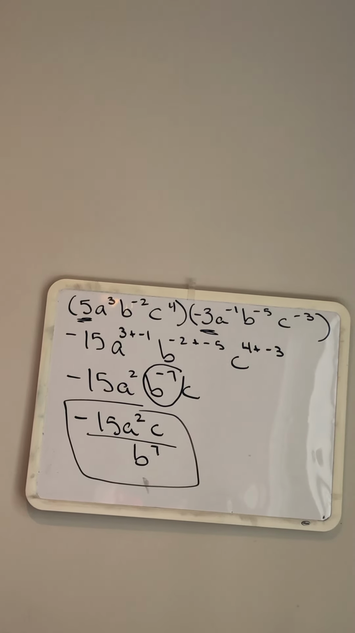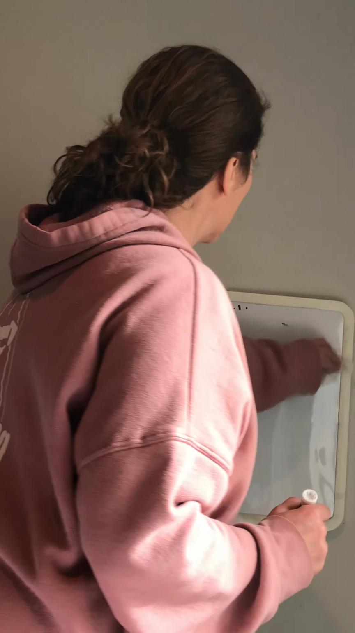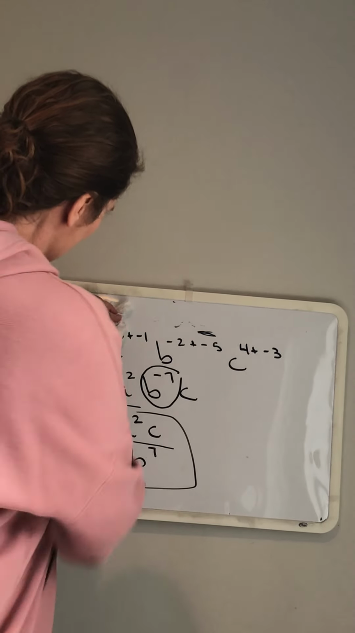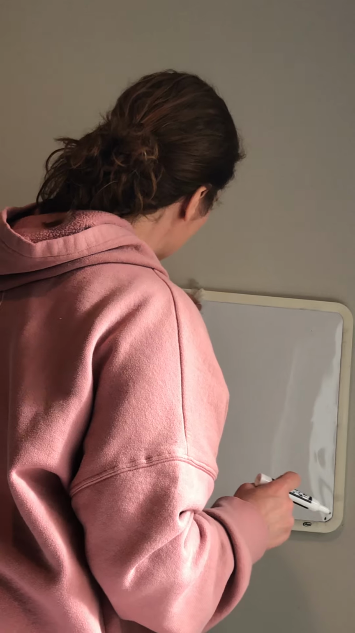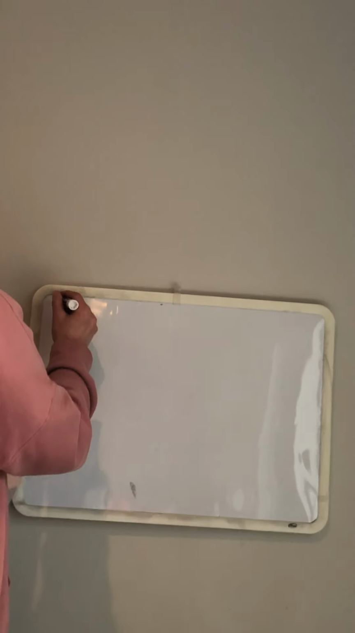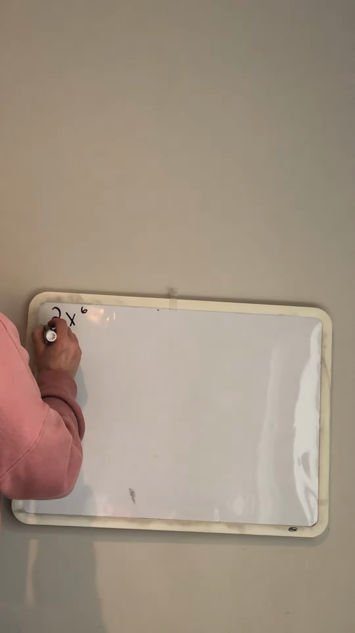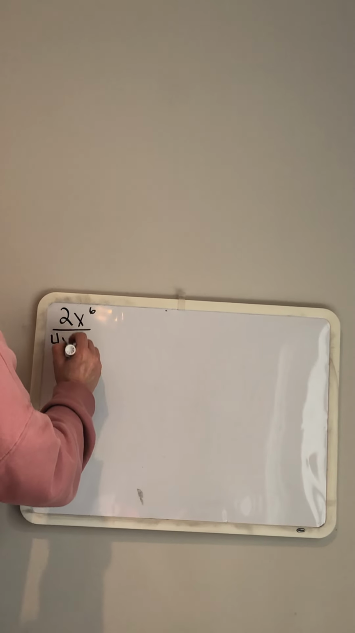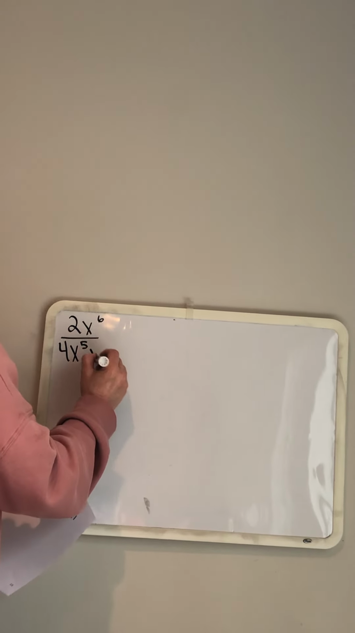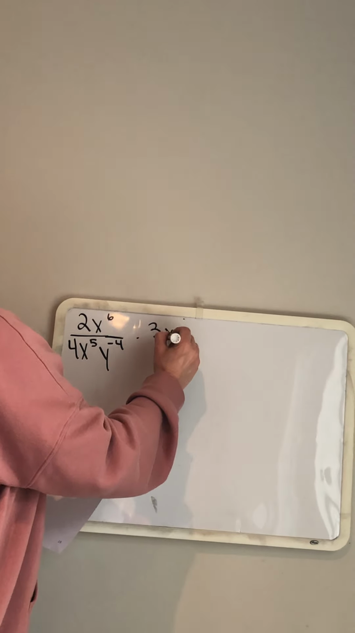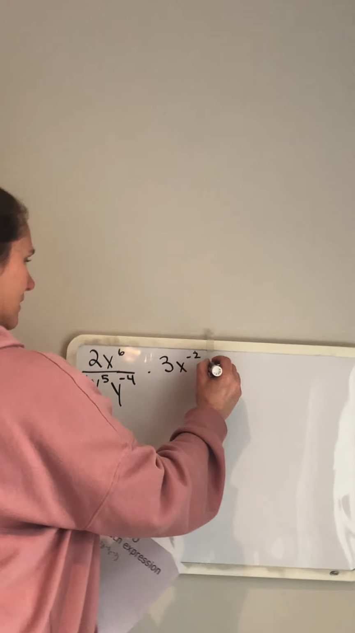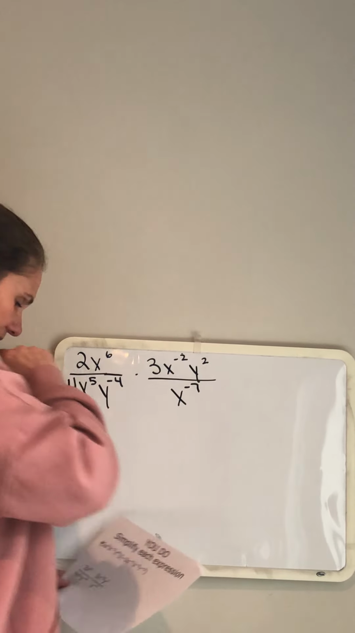Now let's do you-do number 2. You-do number 2 says 2x to the 6th over 4x to the 5th y to the negative 4th, times 3x to the negative 2nd y to the 2nd over x to the negative 7th.